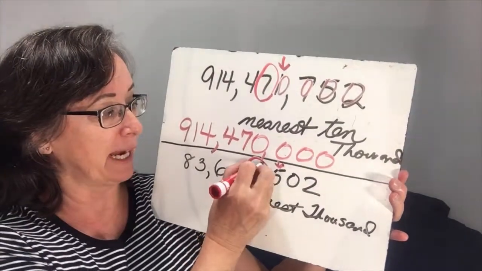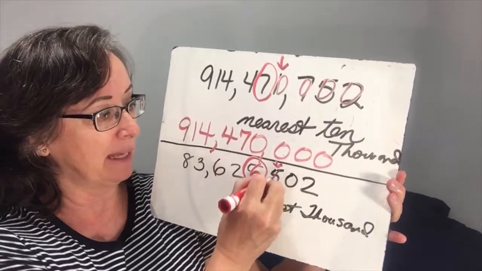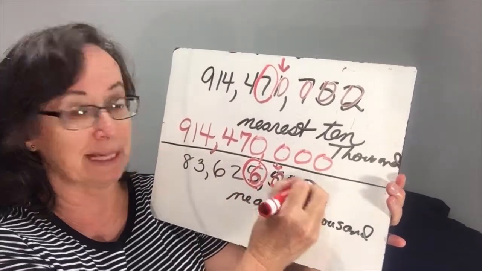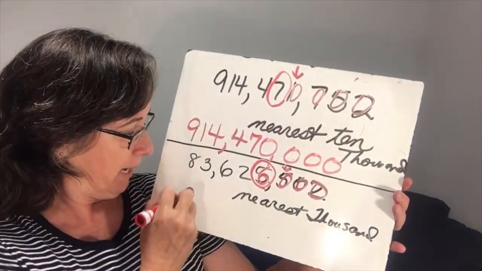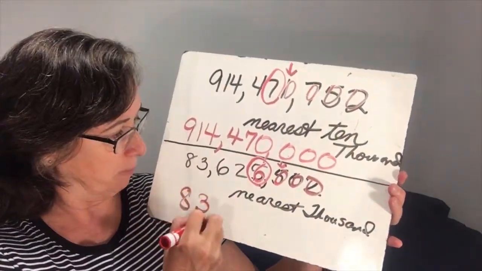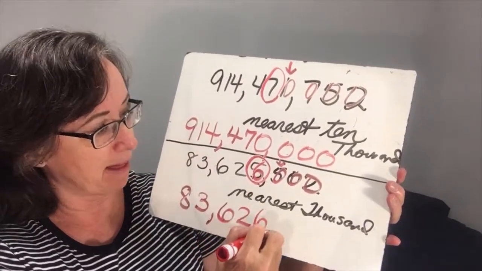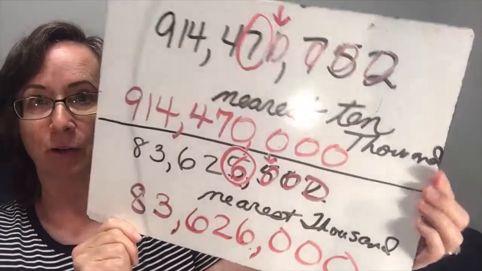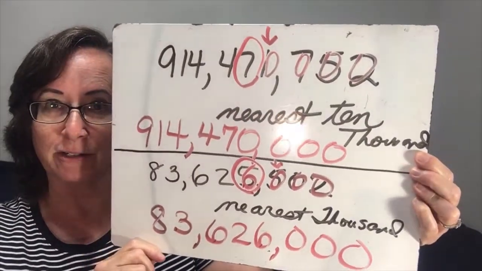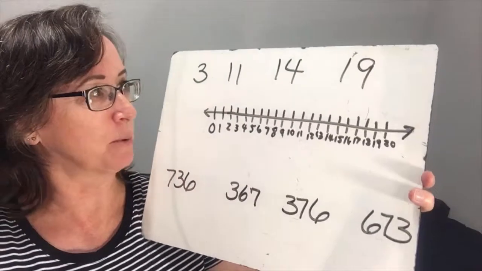So we're going to change our 5 to a 6 with the bump up, and then everything else becomes a 0. So let's read and write our new number. 83,626,000. And that would be our correct answer. So there's our board. And here's our last little board.